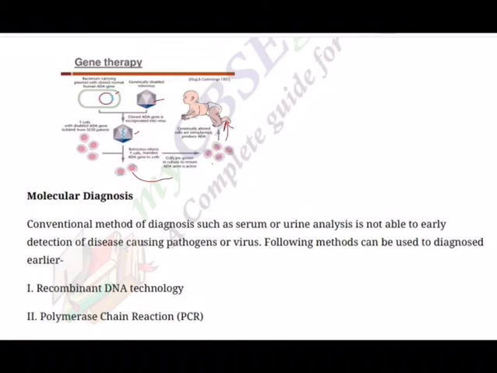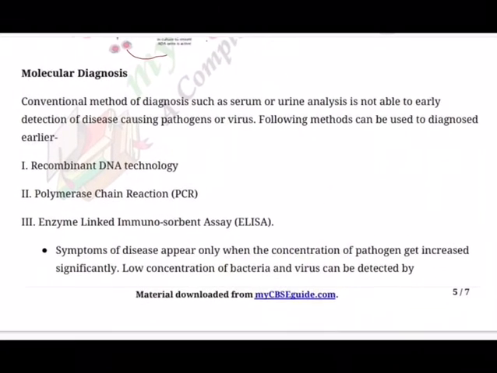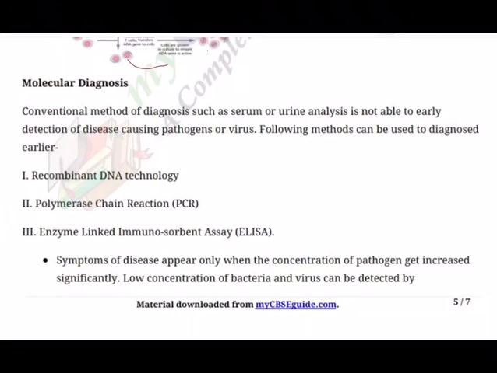So we also have molecular diagnosis. Conventional methods of diagnosis such as serum culture and urine analysis are not able to help us in early detection of disease-causing pathogens or viruses. The following methods can be used to diagnose it early. What is that? One, recombinant DNA technology or DNA technology, which we have been talking about. PCR, polymerase chain reaction. Enzyme linked immunosorbent assay, ELISA. Now this ELISA is frequently asked in the CBSE exam, for expanding ELISA. One more question: enzyme linked immunosorbent assay.